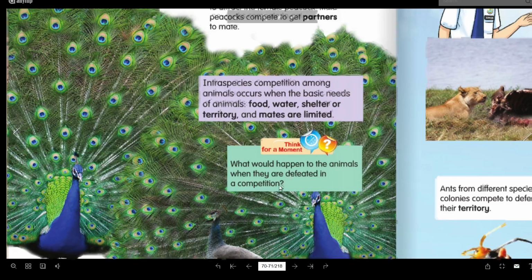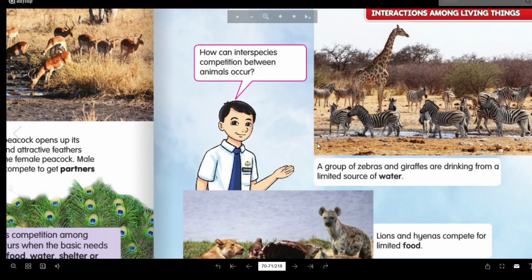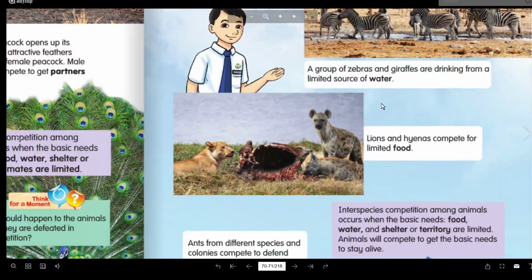So basically, next is interspecies. Inter means different species. Here you can see a group of zebras and giraffes. They are drinking from a limited source of water. So they are different species, zebras and giraffes, right? This type of competition is interspecies. We have seen intra, now we are talking about inter, right?